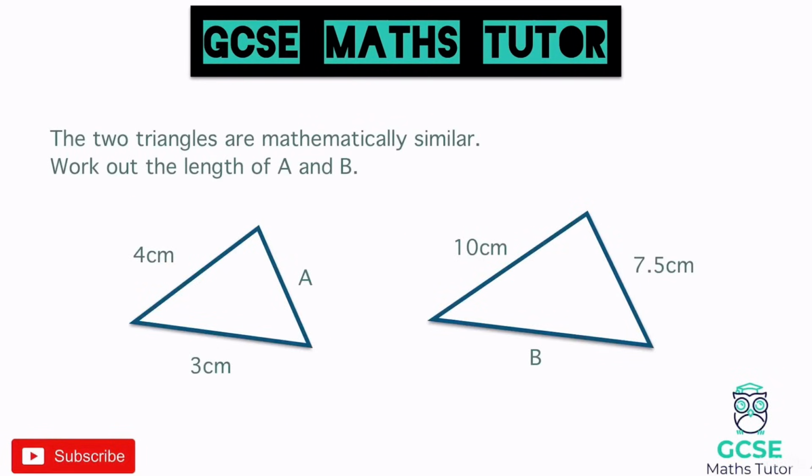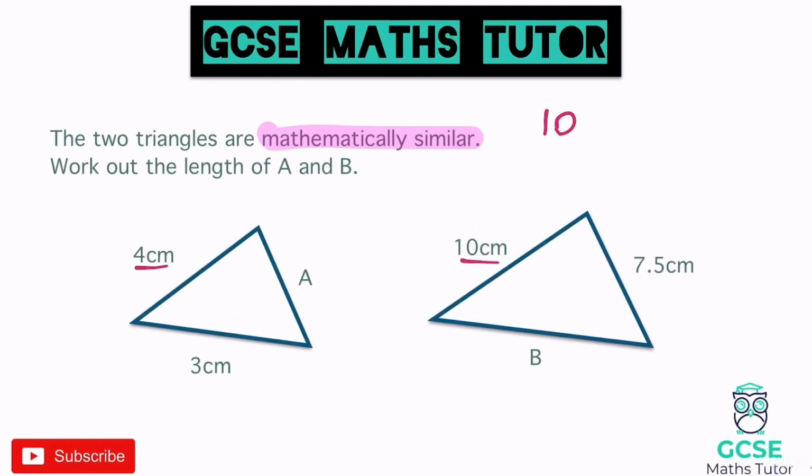Okay, so we've got that these 2 shapes are mathematically similar. Work out the length of A and B. Now that there, mathematically similar, means one is an enlargement of the other, which means there's a scale factor between them. So if we can identify a similar side on both of them, which we've got here, 4 and 10, we can find the scale factor. So we always just do the big one divided by the little one.